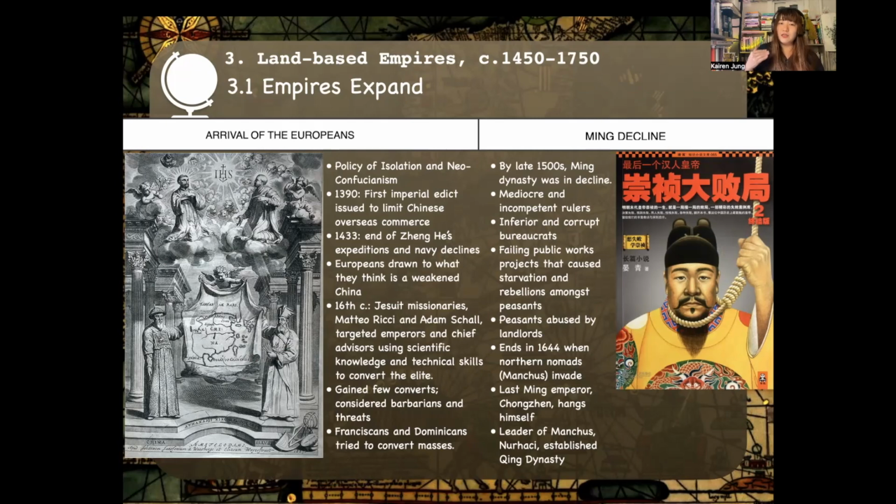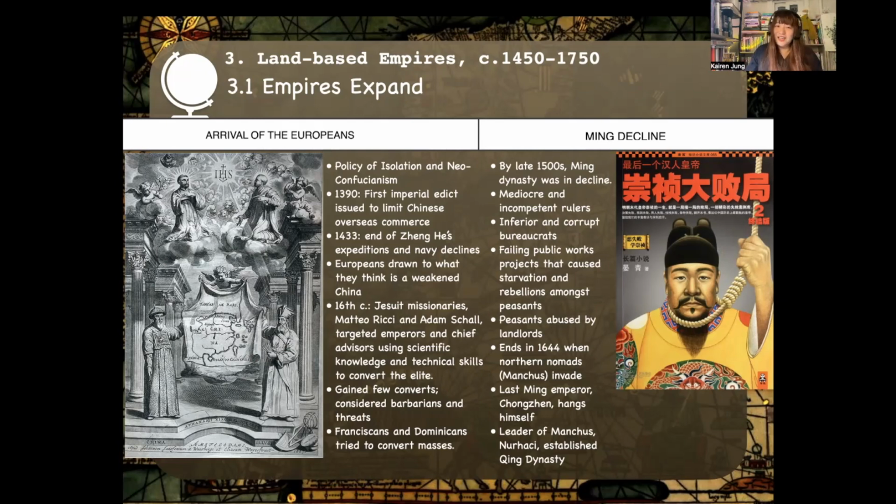In 1433, at the end of Zheng He's expeditions and the navy started to decline, Europeans at this time were starting to look to expand, and they were thinking, oh good, is China being weakened? Can we sort of divvy it up and eat it up, and can we conquer it?